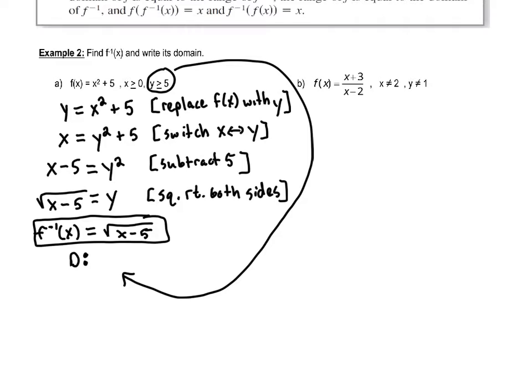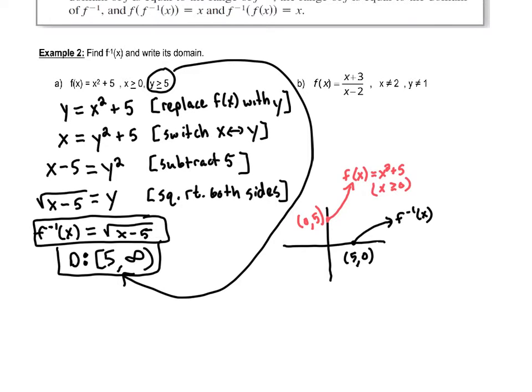And you might be able to tell that just by looking at the inverse function, because it's a square root. We cannot have square roots of negatives, therefore the domain must be all numbers greater than or equal to 5. So we'll write that in interval notation, and now we're complete.